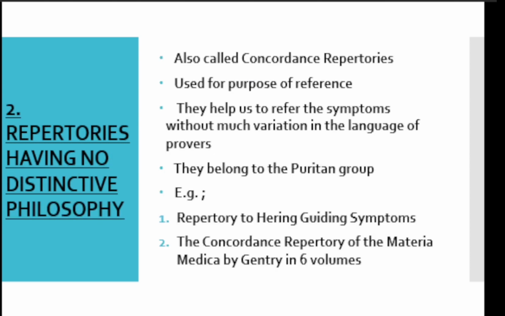Now second, repertories having no distinctive philosophy. These are called concordance repertories. They are mainly used for reference purposes. Finding symptoms in simple language of prover, these repertories belong to Puritan group. For example, repertories of Henning's guiding symptoms. Gentry's concordance repertory. They are more like reference books.